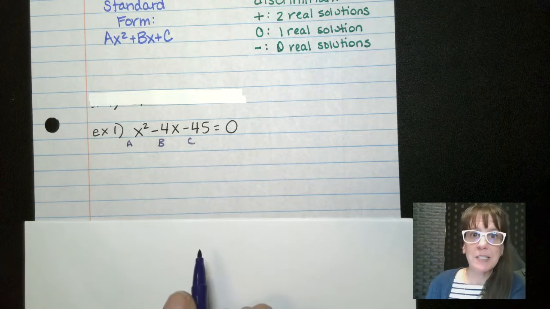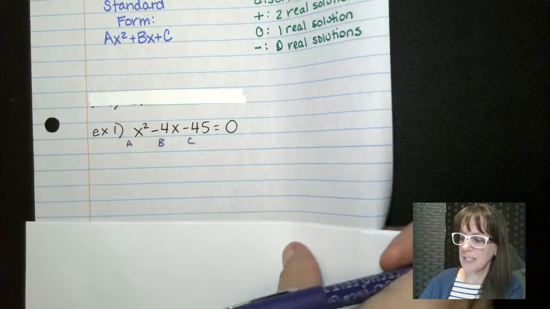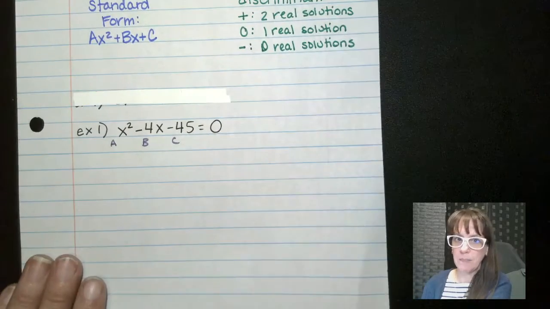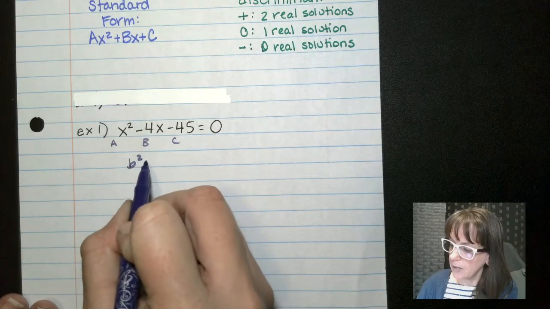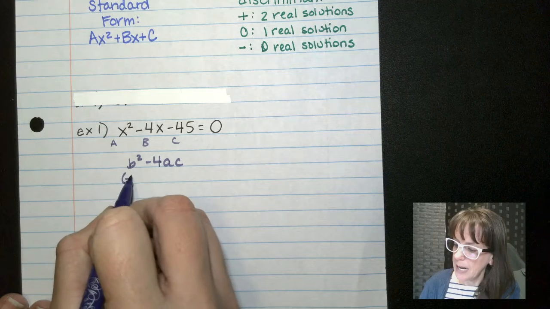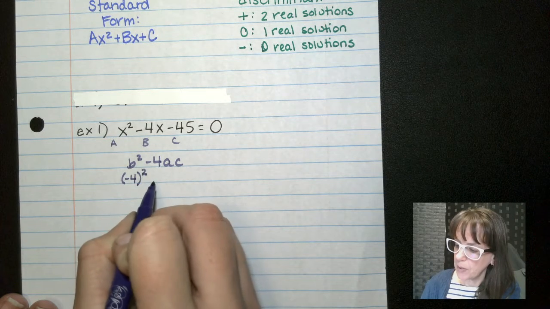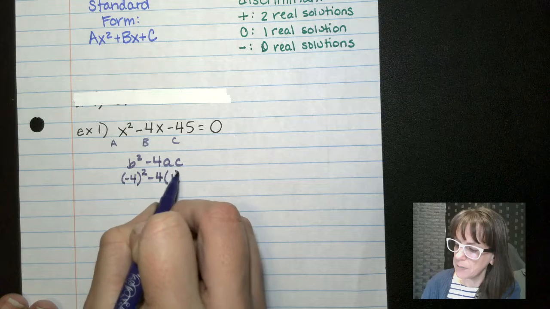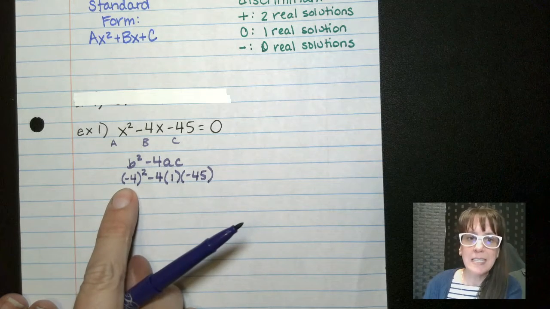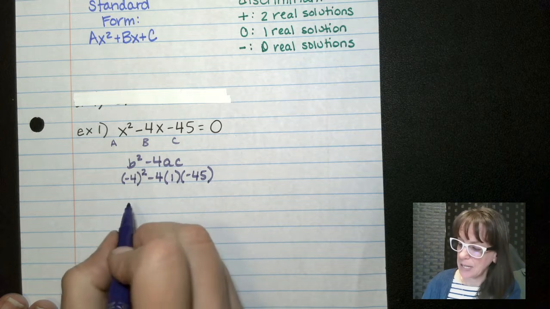Now, remember I said start with your discriminant, which is b squared minus 4ac. So we say, okay, b squared minus 4ac. So b is negative 4. Quantity negative 4 squared, minus 4 times 1 times negative 45. Okay, so quantity negative 4 squared is going to be 16.